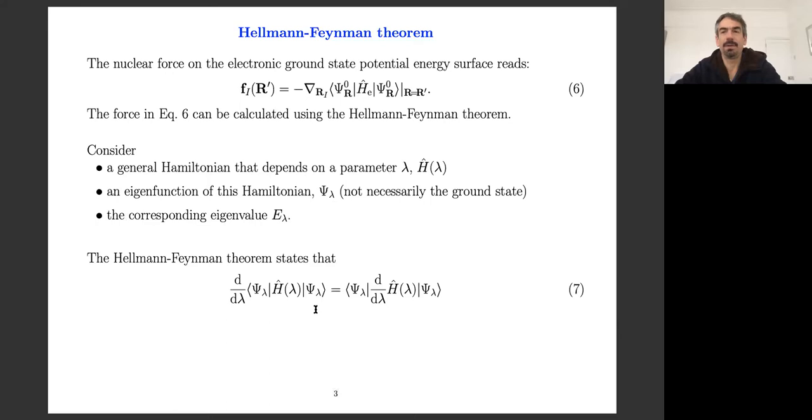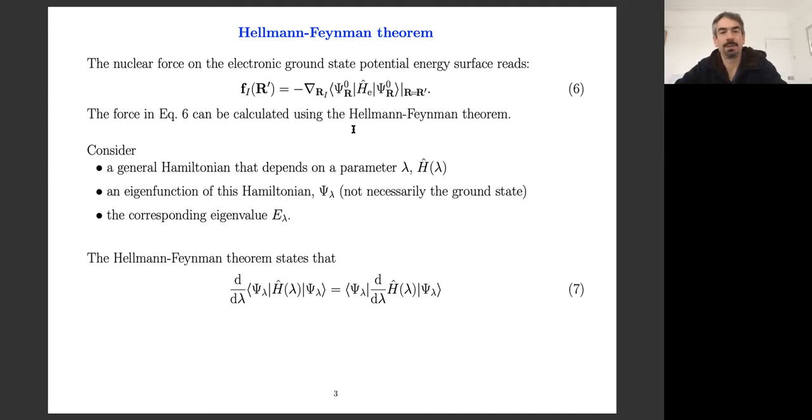So there is one theorem that is extremely useful, that we can use to avoid these numerical calculations of the gradients. And that's the Hellman-Feynman theorem that I would like to discuss in some detail. It's all about calculating these kinds of derivatives efficiently. And in order to introduce that theorem, I show this in a more general fashion.